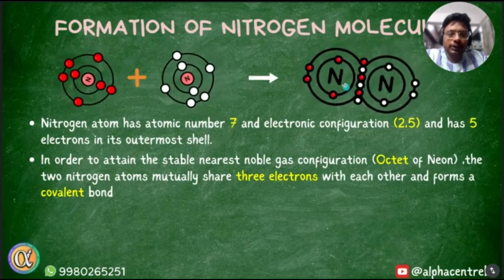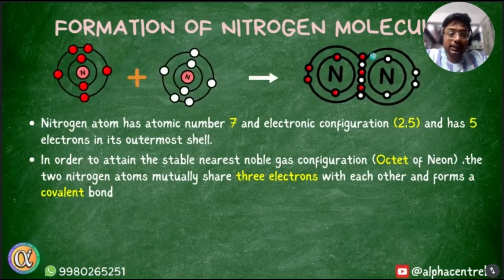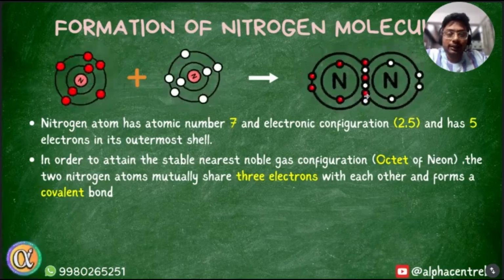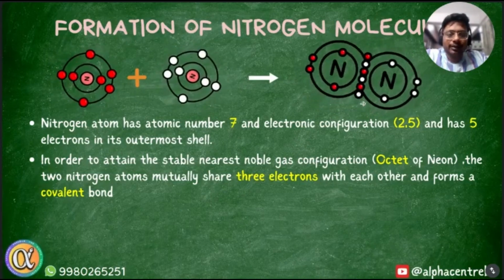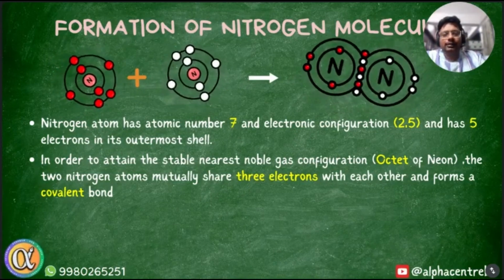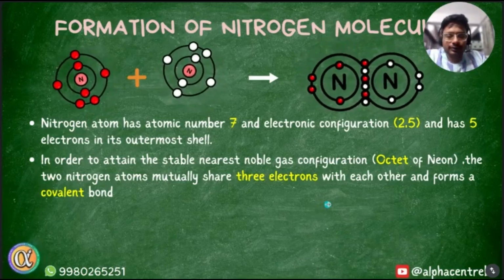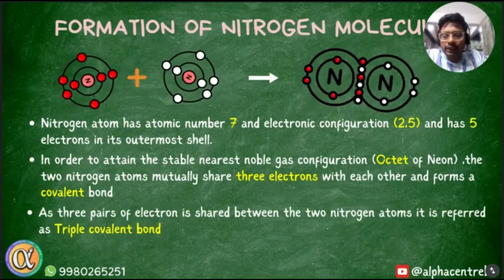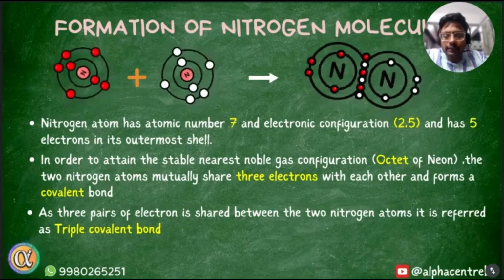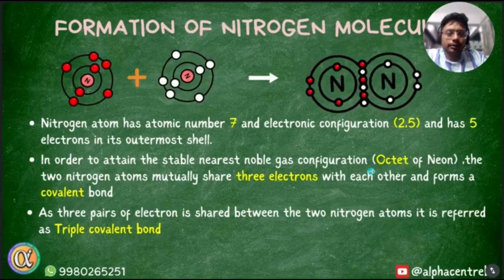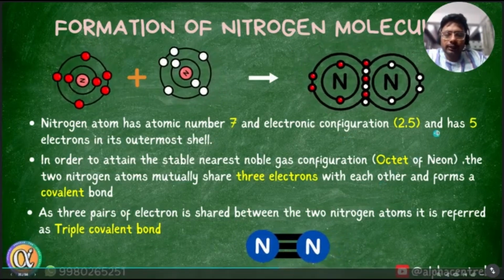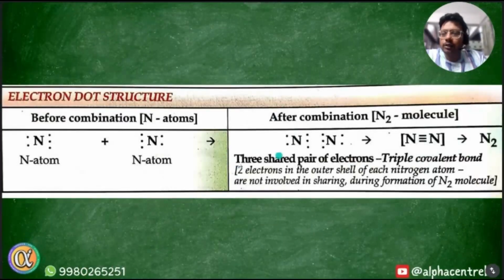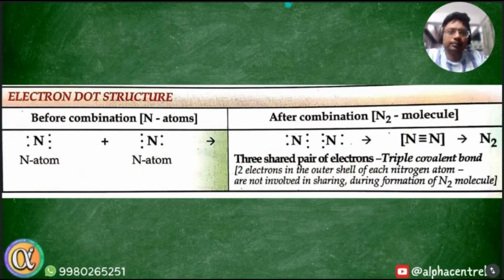Let's see how the sharing happens. Now you see here in nitrogen, between them there are 6 electrons getting shared, 3 coming from each nitrogen. As 3 pairs of electrons are shared between the two nitrogen atoms, it is referred to as a triple covalent bond. This is how the triple bond looks like, and this is how the electron dot structure looks like.